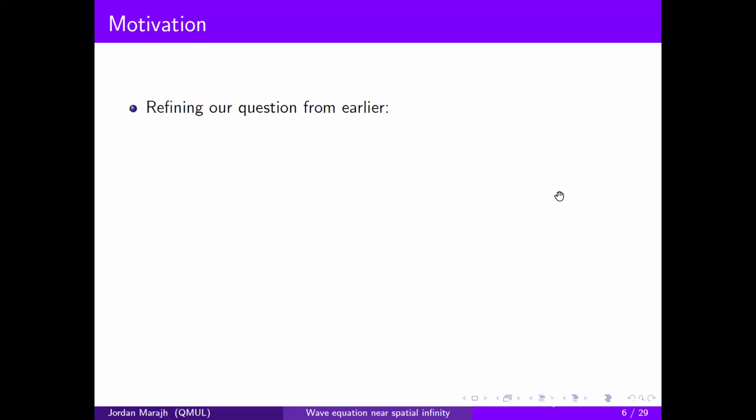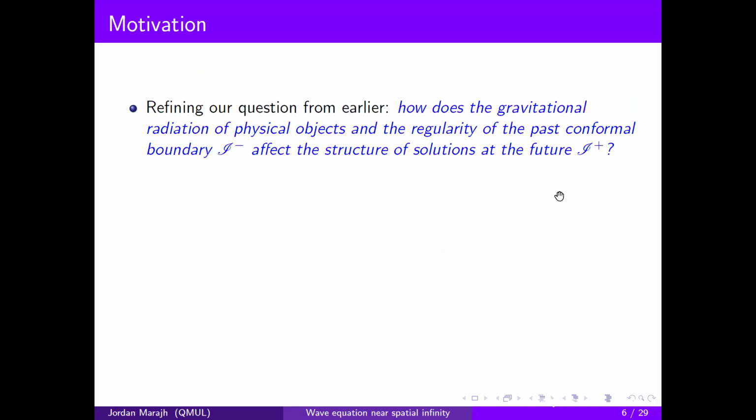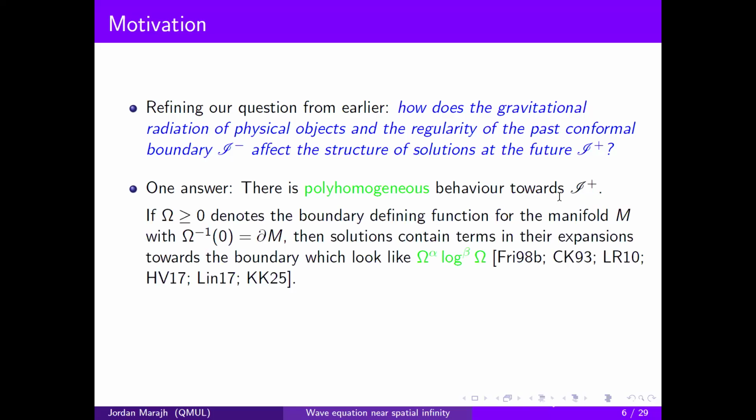All right, so if we want to refine our question earlier now with at least this picture in our minds, it's really the question of how the gravitational radiation of physical objects and regularity at the past conformal boundary affect the structure of solutions towards the future. That's a slightly more precise way. So how can you see this? Well, one answer is that there's polyhomogeneous behavior towards scri plus. Okay, so what does that mean? It means that if I give you some kind of boundary defining function for the manifold, so at the boundary, you want this function, which is non-negative, to actually vanish there.